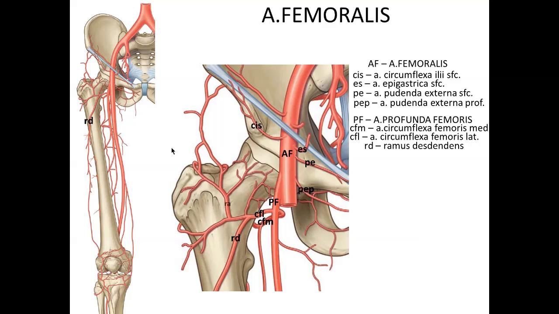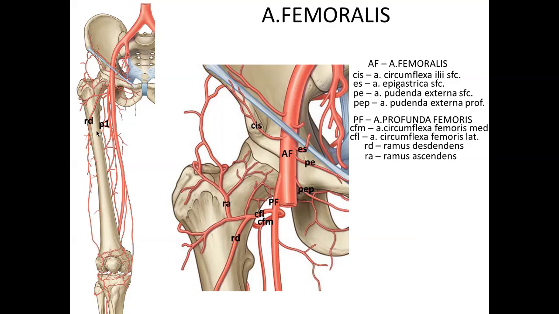And now ramus ascendens, AA, here it is, AA, ramus ascendens. Ramus ascendens comes to spina iliaca anterior superior and also makes anastomosis with arteria circumflexa ilii superficialis and profunda. So these three vessels meet in the same point and make a large anastomosis.